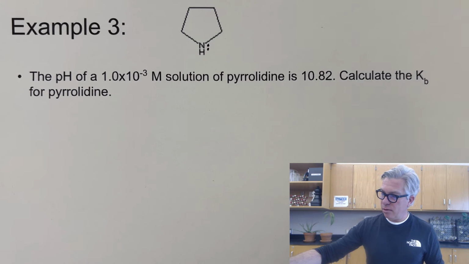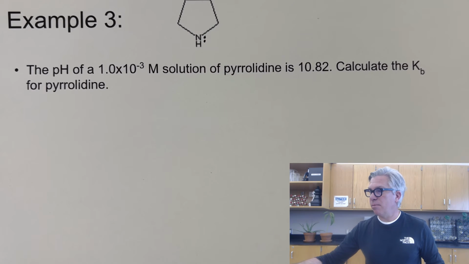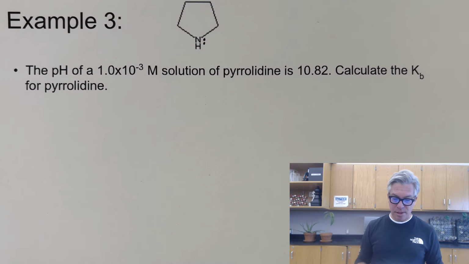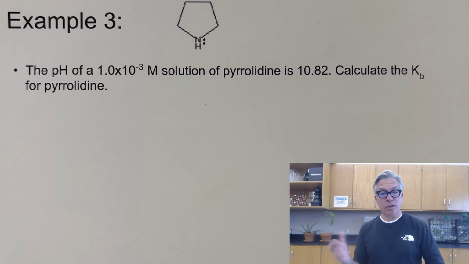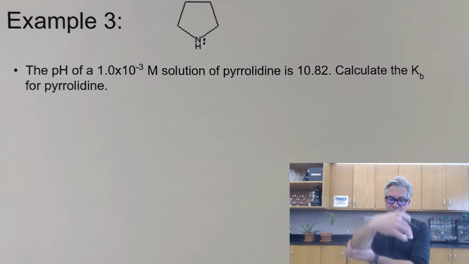But this time we know the pH of the solution. Let's calculate the Kb for that pyrrolidine. This is one of the ways you can find the Kb for different things, is to dissolve a known amount of it, check the pH, and then work your way through this type of calculation. Okay, so let's get into it.